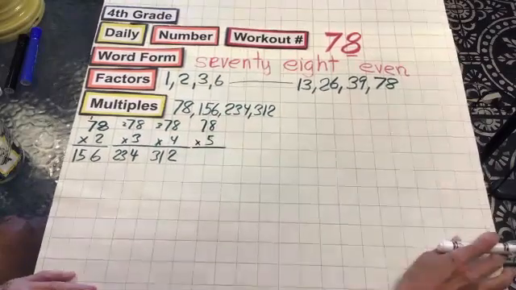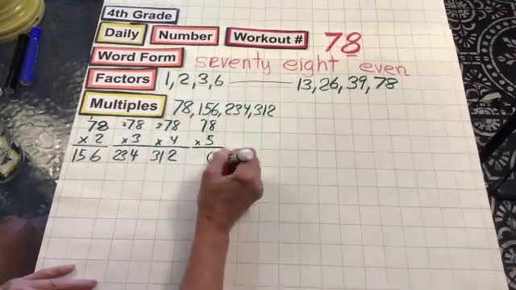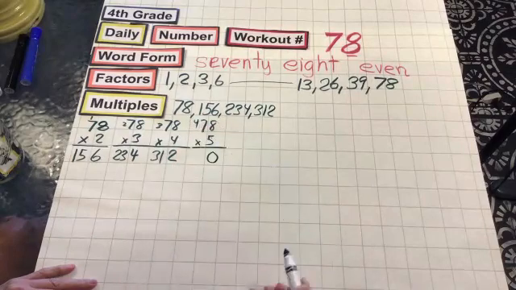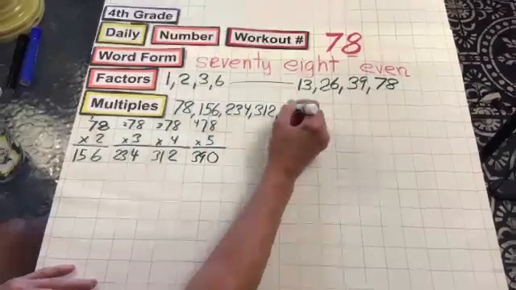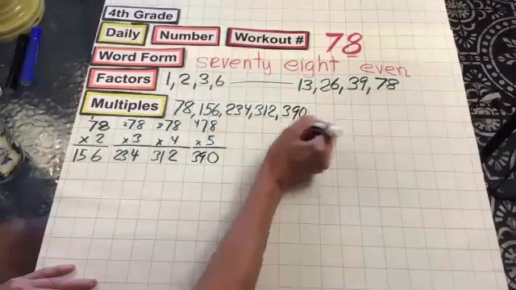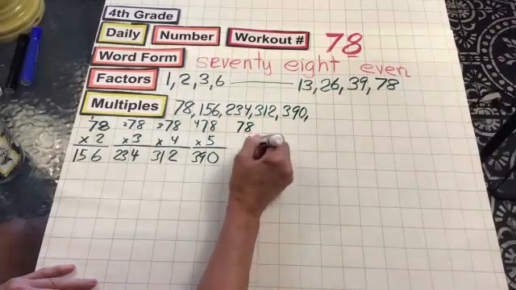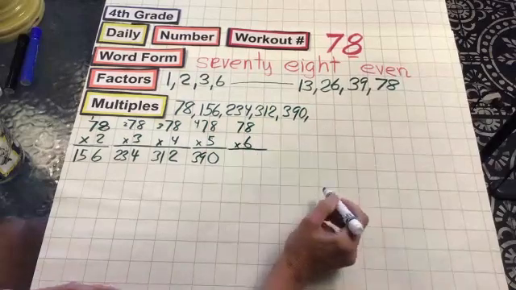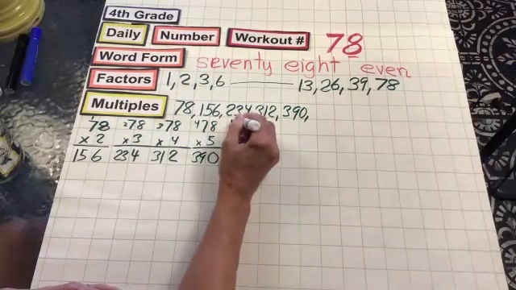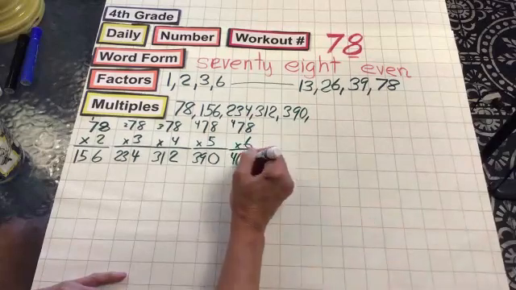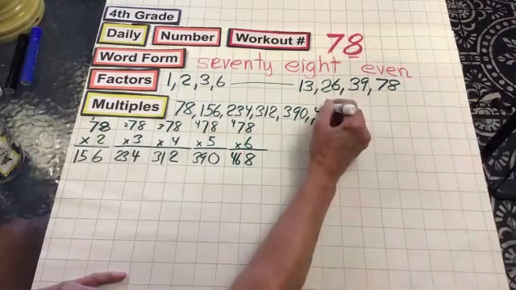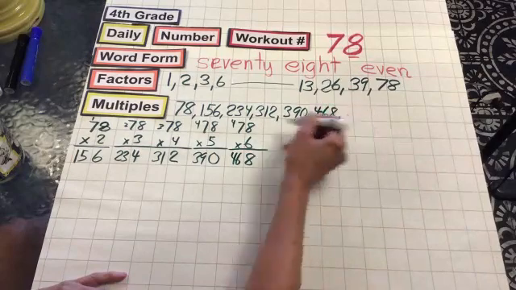5 78s. 5 times 8 is 40. Drop the 0, carry the 4. 5 times 7 is 35, plus 4 is 39. 390. 6 78s. 6 times 8 is 48. Drop the 8, carry the 4. 6 times 7 is 42, plus 4 is 46. 468.